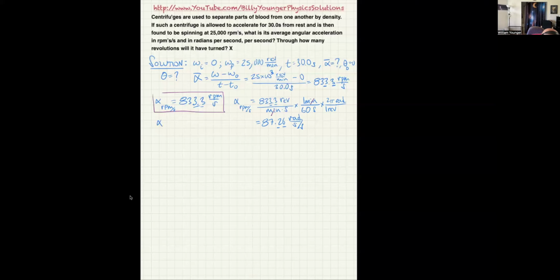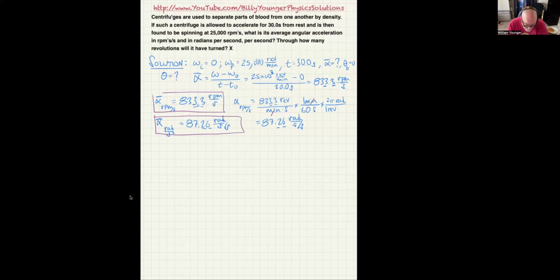So the other result is alpha in radians per second squared is equal to 87.26 radians per second. Again, box this off, and that's part of the solution. The other part, they ask us what it, and this should have been, I should have included a bar on it because it was average acceleration. So I'll put those bars back on it now.